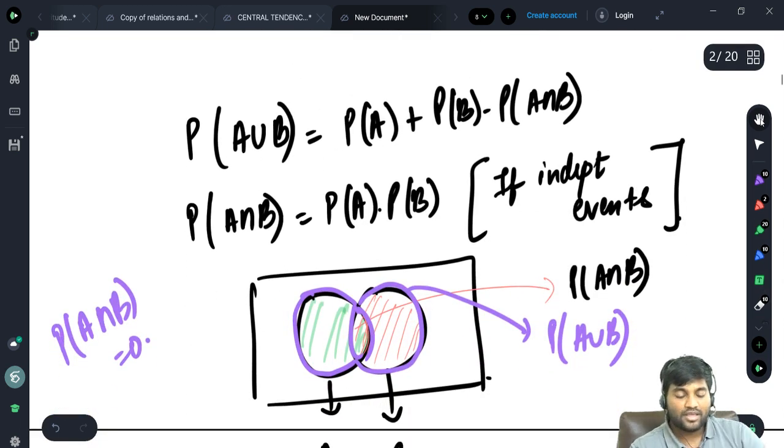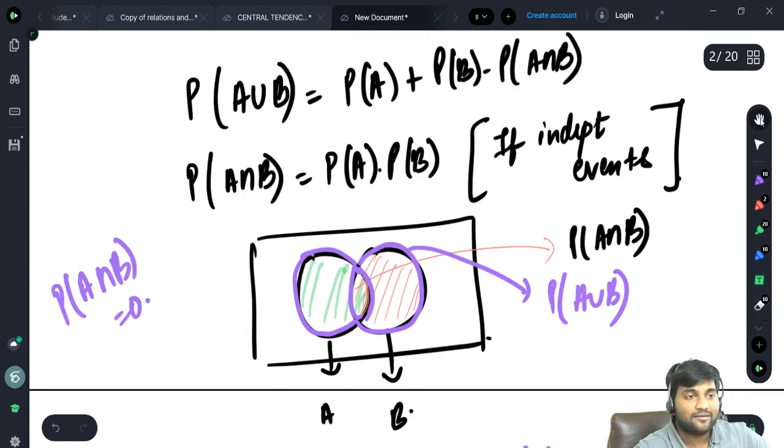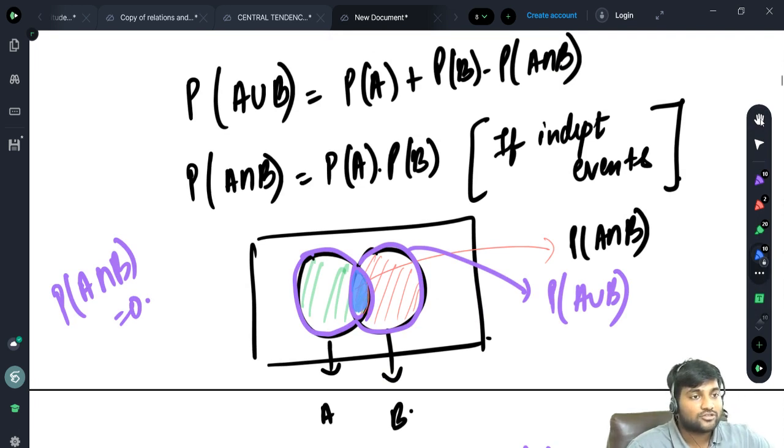Now, A union B. So through Venn diagram, if we see, this common part is covered twice, right? So that is why we are subtracting it once. A intersection B means the intersection part of both, that region in which A will also occur and B will also occur.